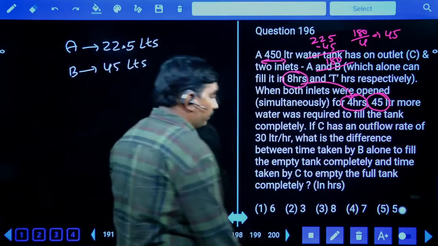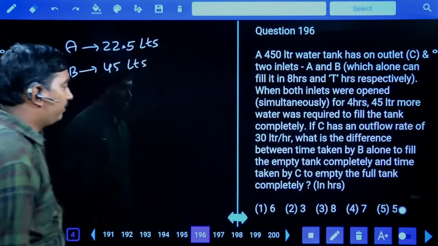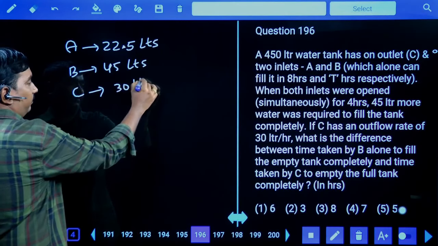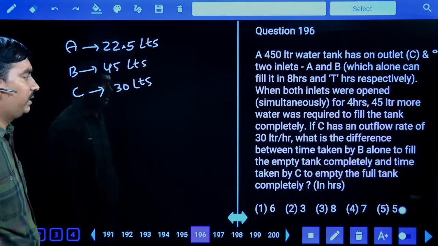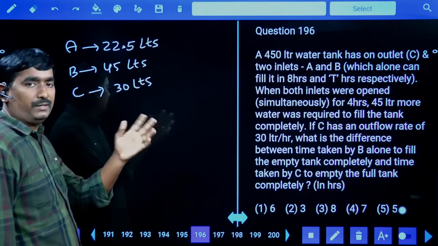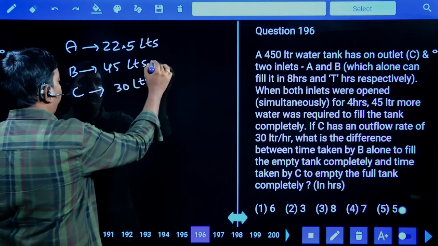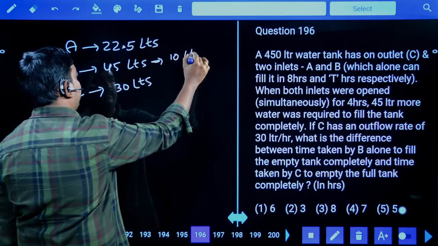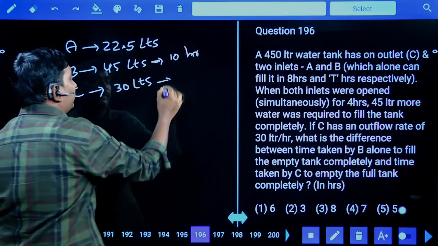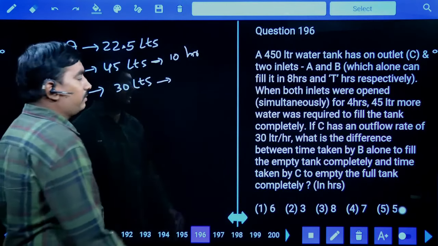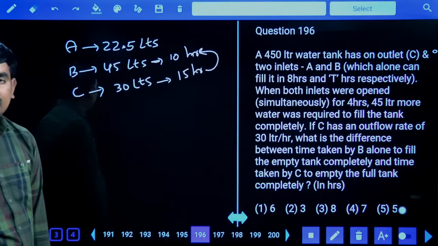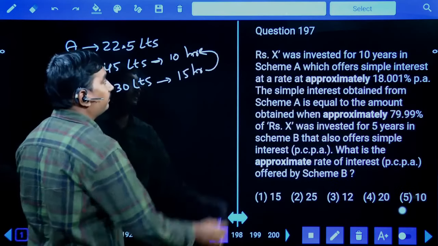Next. C has an outflow at the rate of 30 liters per hour. C can empty 30 liters per hour. What is the difference between the time taken by B alone to fill the empty tank and time taken by C to empty the full tank? B in 1 hour 45 liters, then 450 liters in 10 hours. C in 1 hour can empty 30 liters, 450 liters in 15 hours. Time difference is 5 hours.